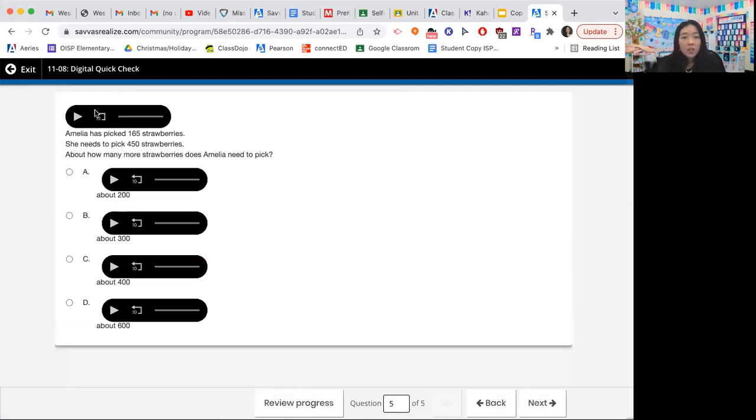Okay, last question. Amelia has picked 165 strawberries. She needs to pick 450 strawberries. About how many more strawberries does Amelia need to pick? Okay, 450, we talked about this. It's right in the middle, but whenever we see the 5, we're going to say 5 or more. Let it soar. So 450 is going to become what?